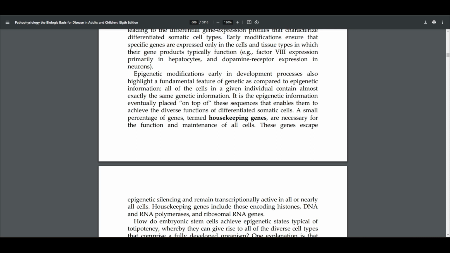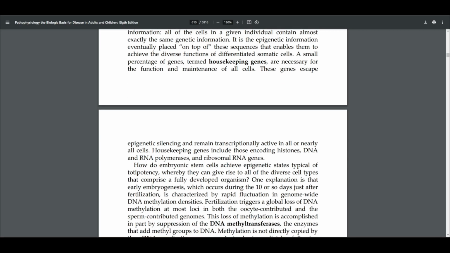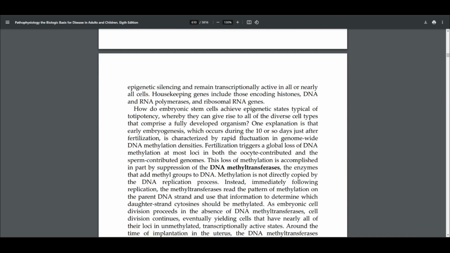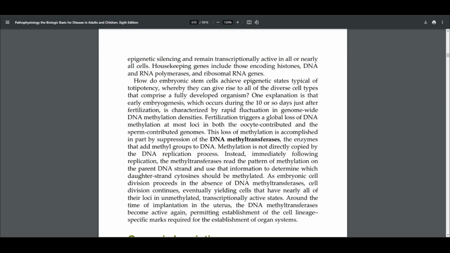A small percentage of genes, termed housekeeping genes, are necessary for the function and maintenance of all cells. These genes escape epigenetic silencing and remain transcriptionally active in all or nearly all cells. Housekeeping genes include those encoding histones, DNA and RNA polymerases, and ribosomal RNA genes.